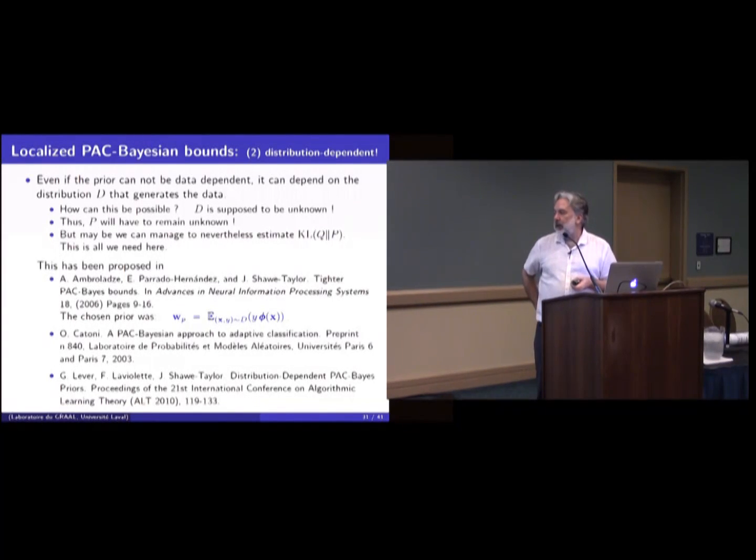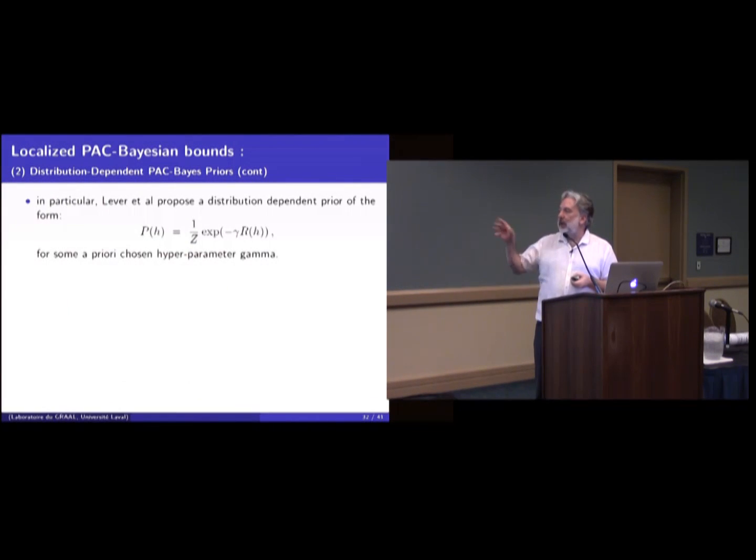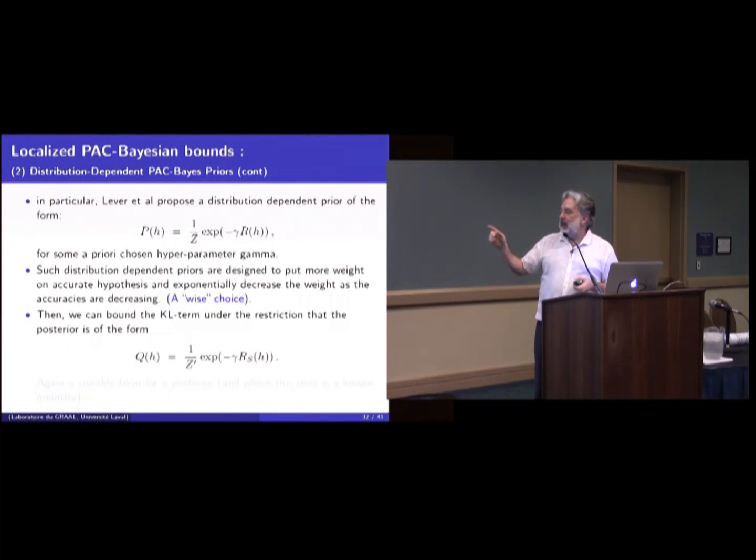We have also, with Guy Lever and John Shawe-Taylor, some kind of result about that. I will just show you a bit. So what we decide is we take the following prior, which is a good idea of prior. Okay, I say, well, I will put more weight on voters that are good, which is a good prior. Of course, I don't know the distribution, so I don't know the risk, so I don't know the prior. Okay, but this is my prior. Okay, and what we prove is if you take the following posterior, where I will try to put more weight on voters that are good on my data.